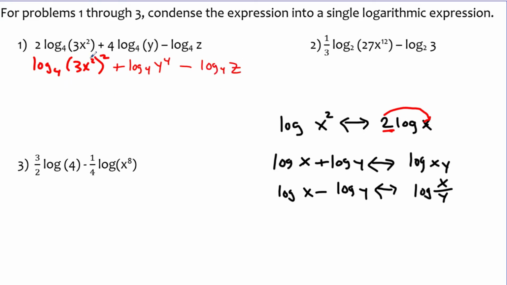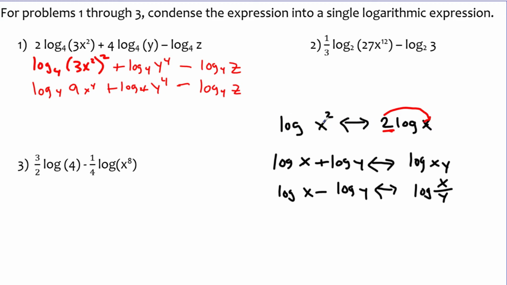So I'm going to simplify now. When I square 3x squared, what I'm saying is 3x squared times 3x squared, which is 9x to the 4th power. So I'm going to write that out. Log base 4 of 9x to the 4th plus log base 4 of y to the 4th, minus, oh, I messed it up, minus log base 4 of z. So let's try that again. Log base 4 of z.